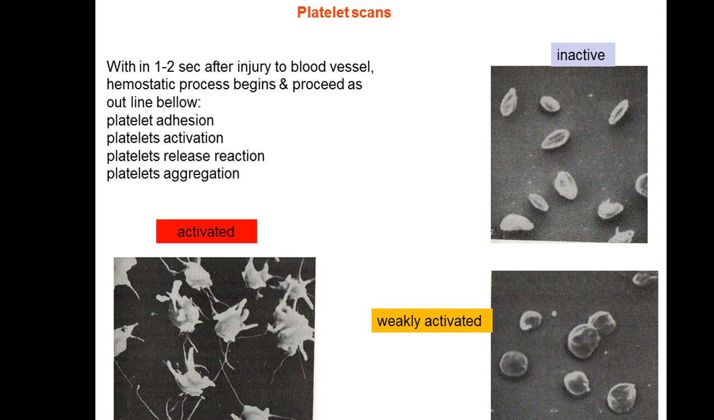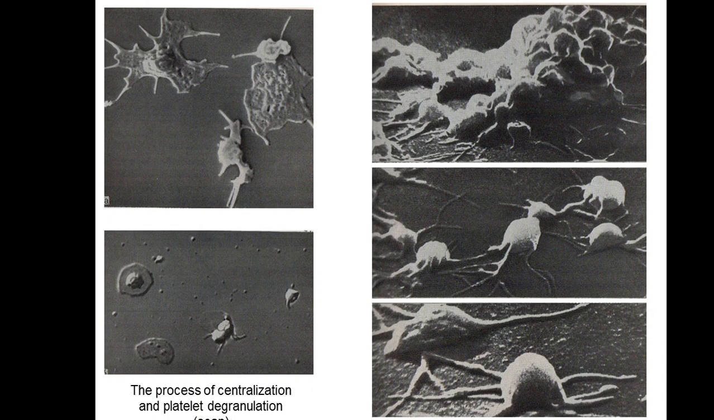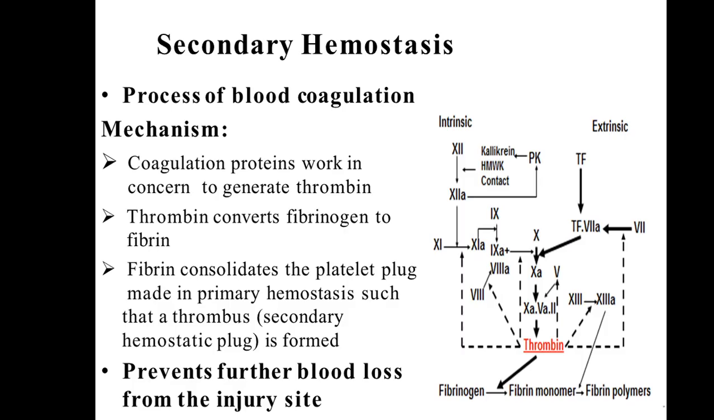Within 1 to 2 seconds after injury to a blood vessel, the hemostatic process begins and proceeds as outlined below: platelet adhesion and then platelet activation, platelet release reaction, and platelet aggregation. You see here inactive, weakly activated, and activated platelets, which result in the process of centralization and platelet degranulation and platelet adhesion and aggregation processes.